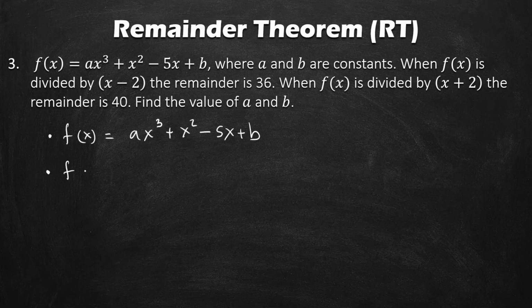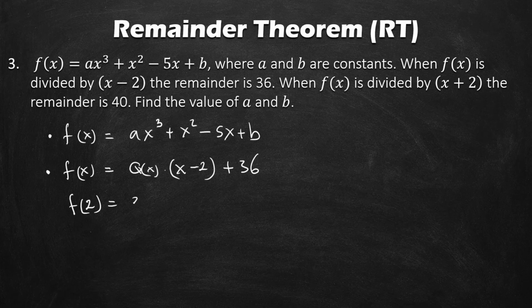The second information, f(x) when divided by x - 2. So f(x) equals to q(x) times (x - 2). The remainder is 36. So it means that if the value of x equals to 2, then this part here will become 0, and then f(2) will be equals to 36. Same thing with the third information. We can see here that f(x) is divided by x + 2, the remainder is 40. It means that f(-2) will be equals to 40.